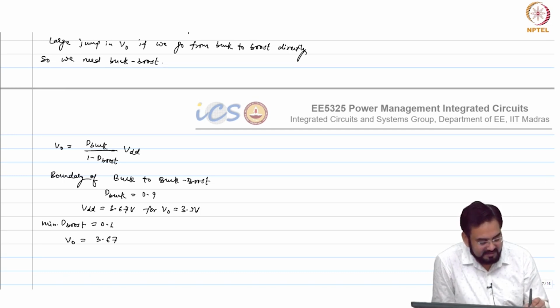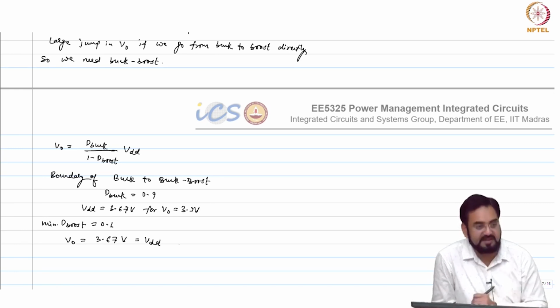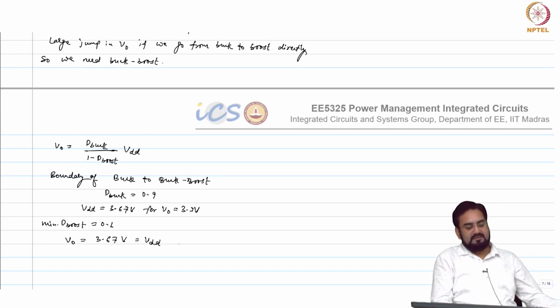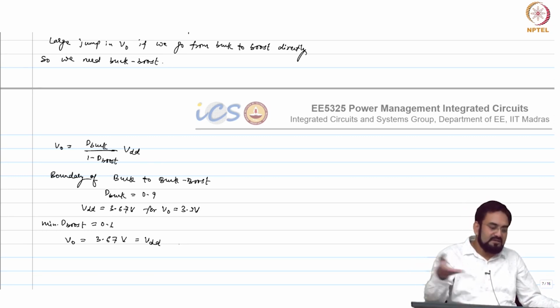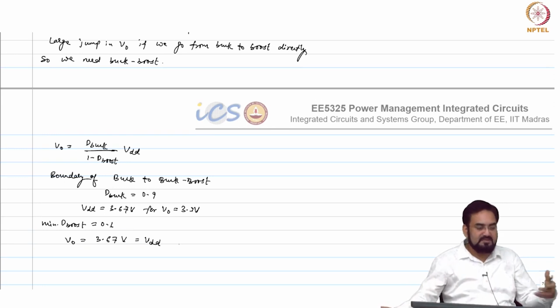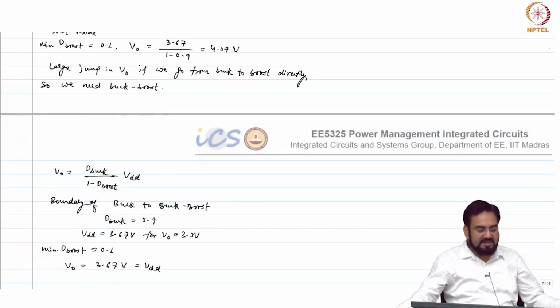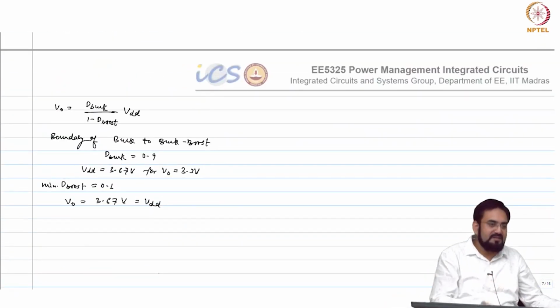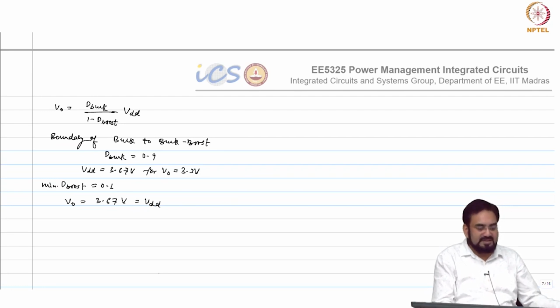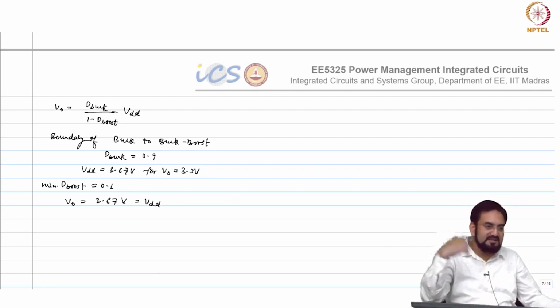So what is Vout here? 3.67, same as VDD. So still your output is changed. How much? Now you have from 4 volt to 3.67. So there the change was 700 millivolt. Here it's roughly half of that. Okay. So still you have a jump, but it's not as large as the previous one.